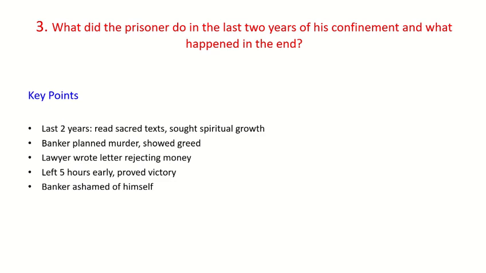So, key points were: last 2 years, read sacred texts, sought spiritual growth. Banker planned murder, showed greed; liar wrote a letter rejecting money, left 5 hours early, proved victory; banker ashamed of himself.